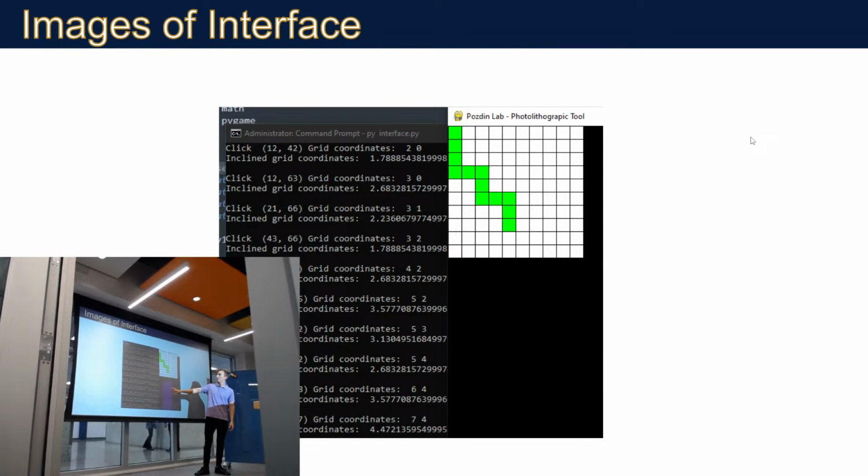And this is a closer image of the interface. It has the window of the interface on top of the file. As I click, for example, 2.0, that would be this one. It is converting those coordinates into structures for the microscope. Very good.